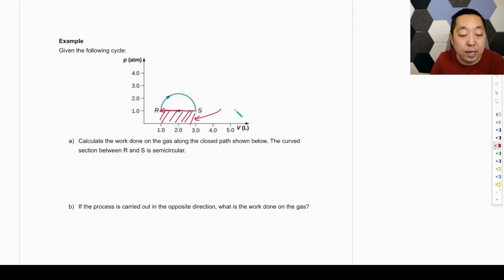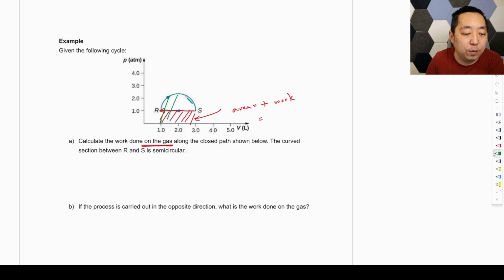Okay, so if we think about that area, we want to do work on the gas, like an external work. Because we're compressing this gas, this is positive work, right? Because the volume is decreasing. I'm going from 3 liters to 1 liter. We're shrinking that, and so we're doing positive work. And if we look at that area, that's what we were talking about before. Now, when we go from R to S, we're going to do the area.